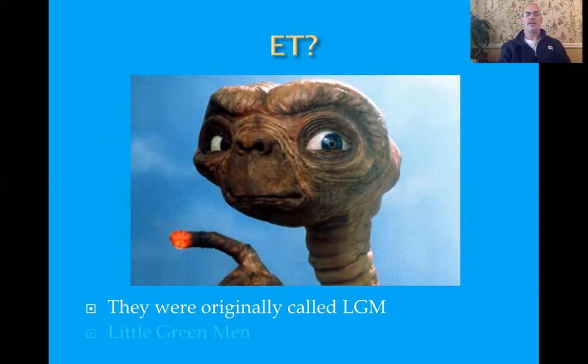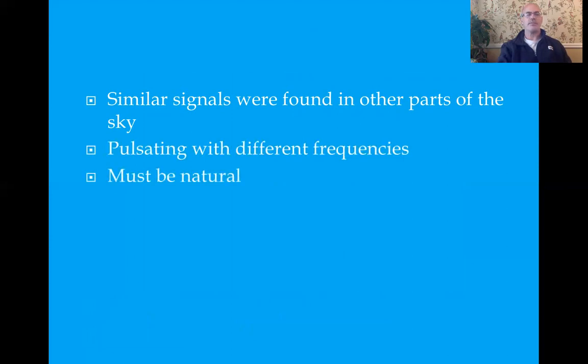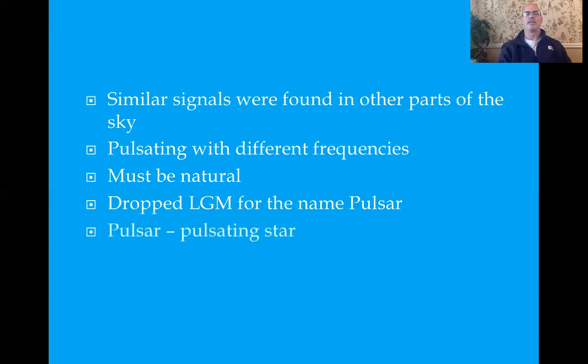And in fact, these blips on the screen were originally called LGM. And you can pause for a second and think about what LGM might stand for. Yes, little green men, because of course people always thought that the man from Mars, the prototype alien, was green or something. Anyway, but eventually similar signals were found in other parts of the sky, and they were pulsating with different frequencies. So it was concluded that it must be natural. And so the name LGM was dropped for the name pulsar. And you can think about what pulsar might be, kind of a shortened form of pulsating star.